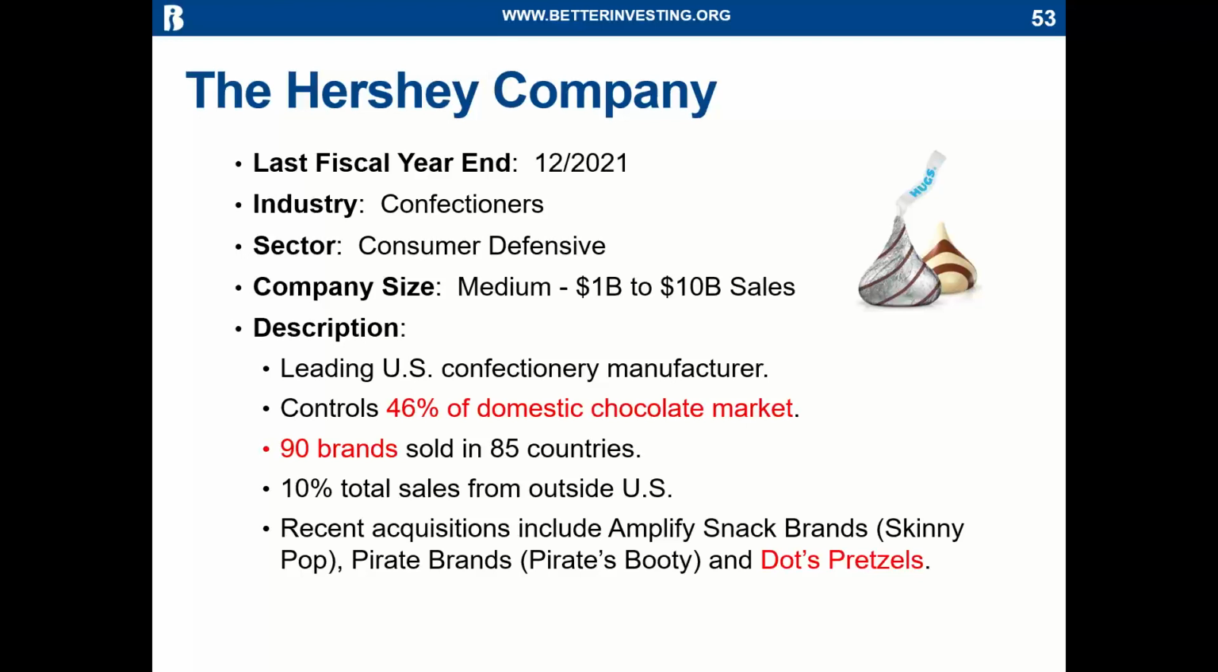As a recap, Hershey controls 46% of the domestic chocolate market. They have 90 brands that are sold in 85 countries. They continue to make acquisitions, and this has been a huge plus for them. They recently acquired a new CEO over the last 5 or 6 years, and she has been doing a phenomenal job running the company. Their most recent acquisition was Dots Pretzels within the last year or so. Next slide.